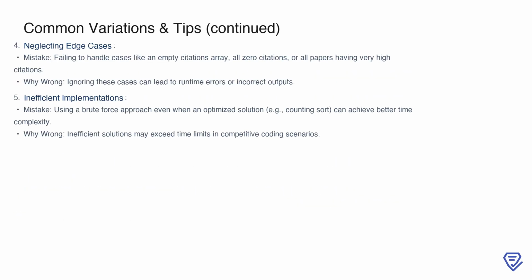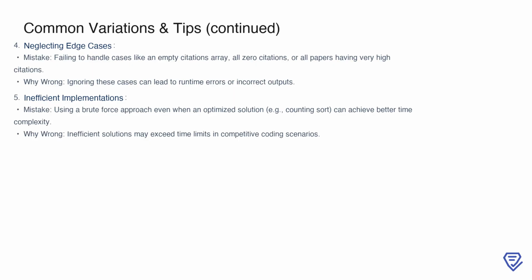Neglecting edge cases is another frequent pitfall. For example, not accounting for an empty citations array, all papers having 0 citations, or cases where every paper has an unusually high citation count can lead to runtime errors or incorrect results. Efficient handling of these scenarios is critical for a robust solution.